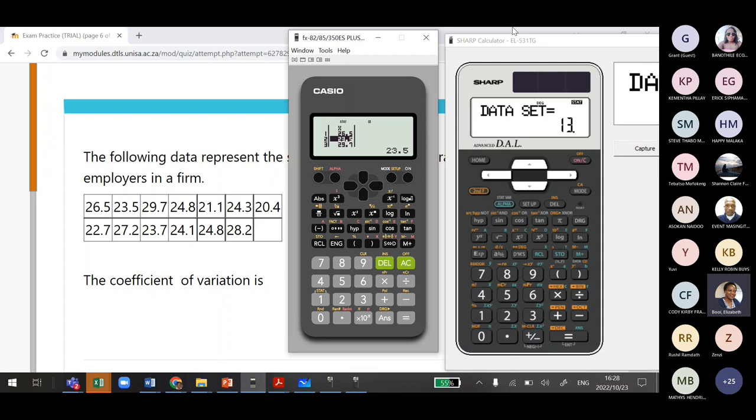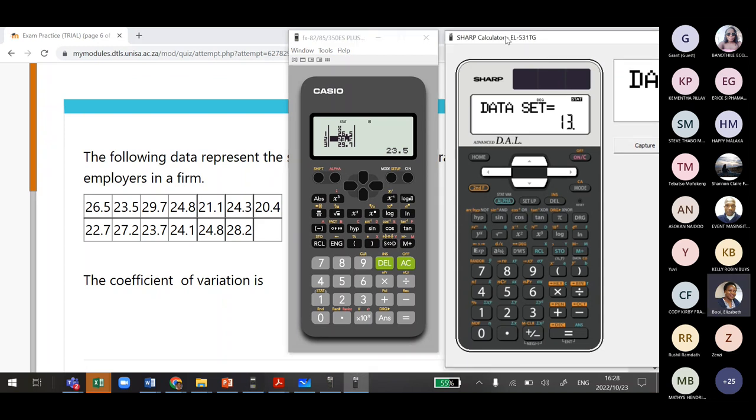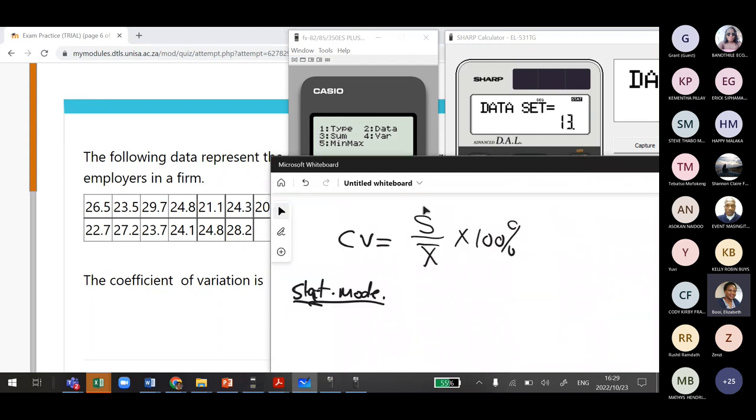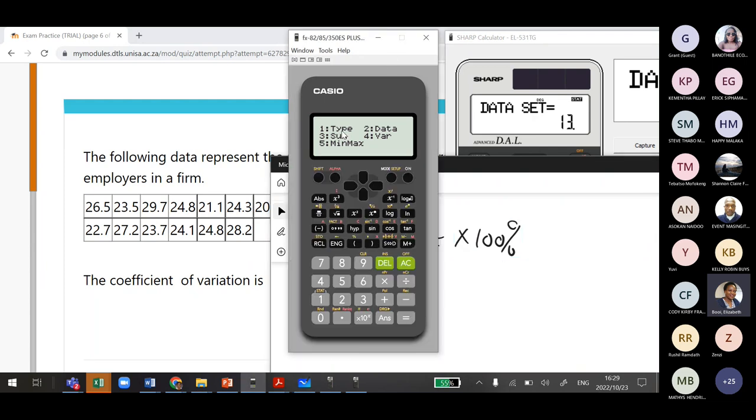So let's calculate the coefficient of variation. I will start with the Casio calculator. So I'm going to clear on the Casio. We go shift, start, and remember, let's go back to the formula. Remember, our formula is standard deviation divided by the mean multiplied by 100. So we'll do the same.